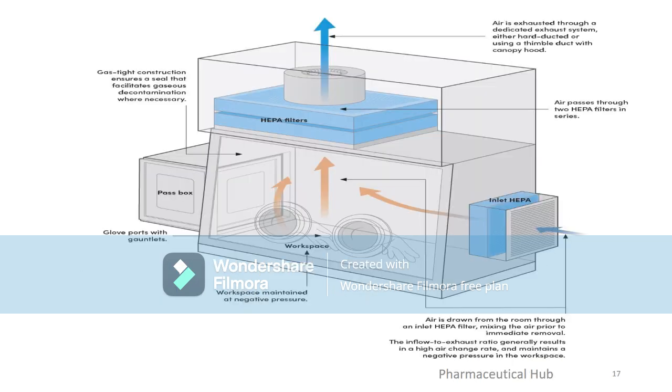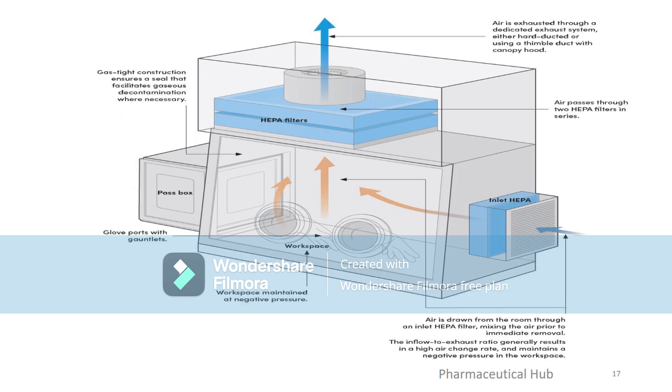Slide 17. This diagram shows the working principle of a Class III Biological Safety Cabinet, BSC, also known as a glove box. It provides the highest level of containment and protection for personnel, the product, and the environment. Airflow and features. Complete isolation. The cabinet is a gas-tight, sealed enclosure with a negative pressure workspace. This prevents any contaminated air from escaping. Inflow. Air is drawn from the room into the cabinet through an inlet HEPA filter. This ensures that only clean, sterile air enters the workspace, protecting the product.